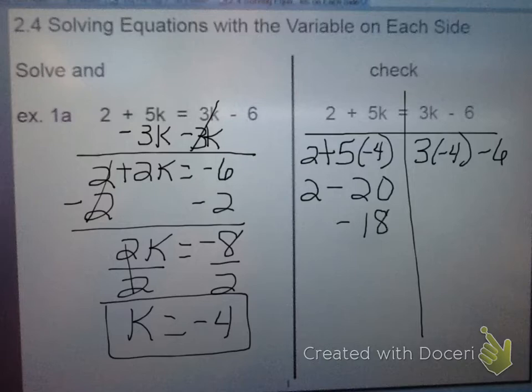Now, look on the right side of the t-bar. I'm going to multiply. 3 times negative 4 is a negative 12. Bring down the minus 6. Negative 12 and negative 6 is a negative 18. And if you'll notice, the left side equals the right side, so it checks.